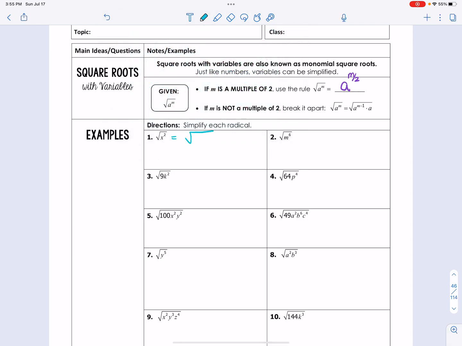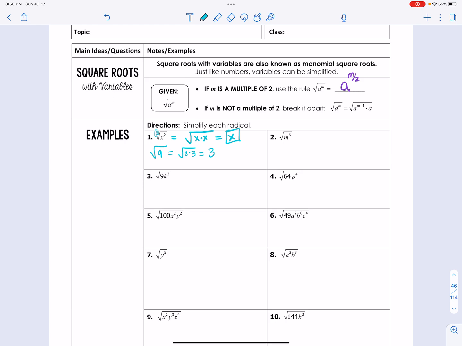Okay, you know that if it's x squared, that's really x times x. Just like if you're square rooting 9, isn't that 3 times 3? And the square root of 9 is 3. It's whatever's inside of there. So your answer is x. You're doing that because you're taking this 2 out here and dividing 2 by 2, so you're cutting it into equal groups.